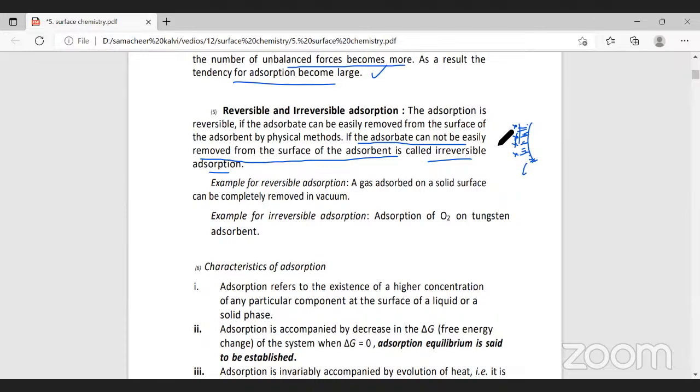In case of reversible adsorption, generally the adsorbent and adsorbate are held by van der Waals forces of attraction. In irreversible processes, adsorbate and adsorbent are held through a strong chemical bond. Example for reversible adsorption: a gas adsorbed on a solid surface can be completely removed in vacuum. Example for irreversible adsorption: adsorption of oxygen on tungsten. When oxygen is adsorbed on tungsten, a strong chemical bond is formed and it cannot be easily removed. Therefore, it is an irreversible adsorption.